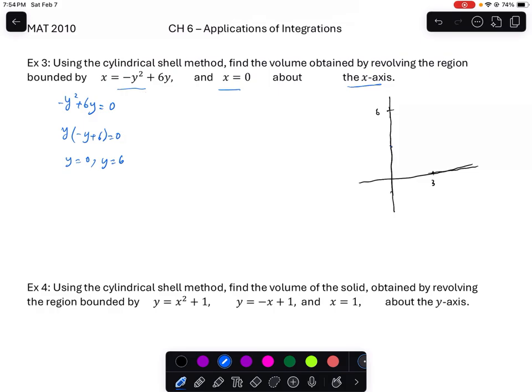So I set the two functions equal to each other. This one is 0, so negative y square plus 6y is equal to 0. Simplified, factored, and we found that these are the limits on y, 0 to 6.